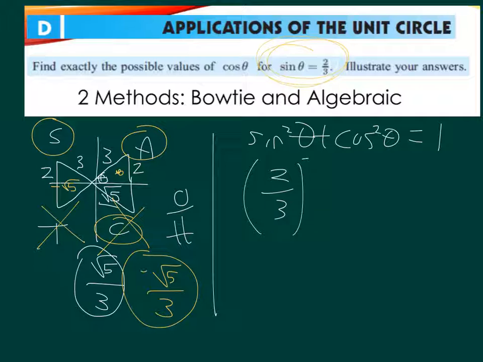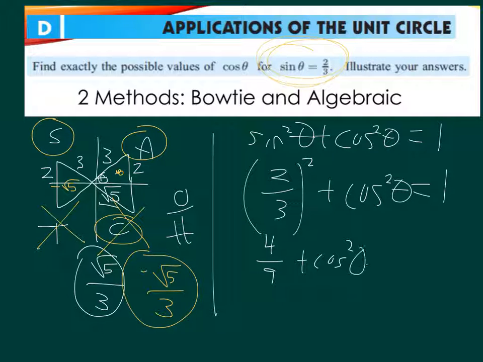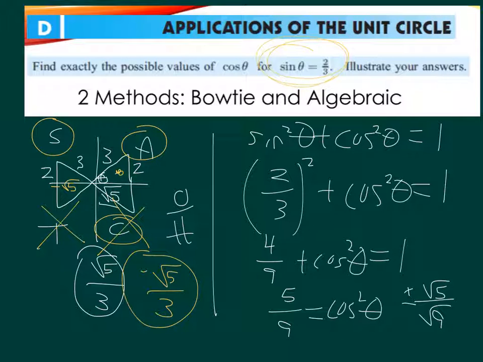So I have 2/3 squared plus cosine squared equals 1. So that's 4/9 plus cosine squared equals 1. And all we have to do is take 1 minus 4/9. That's going to give me 5/9 equals cosine squared. And then take the square root, and I get plus or minus root 5 over root 9, which of course is plus or minus root 5 over 3.